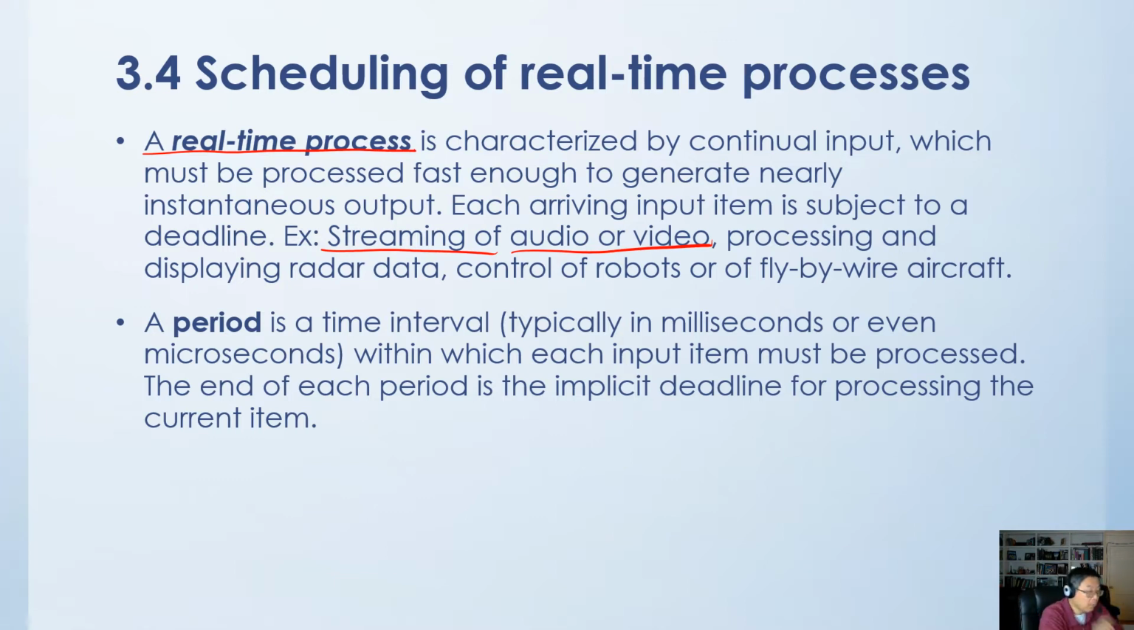Now, one of the important parameters for the real-time process is called a period. A period is a time interval, typically in milliseconds or even microseconds, within which each input item must be processed. It's very time critical, like an autopilot program, video stream, and some kind of system in a nuclear power plant, right? All these processes are very important, and the process has to be processed within a certain time period. That's a real-time process.